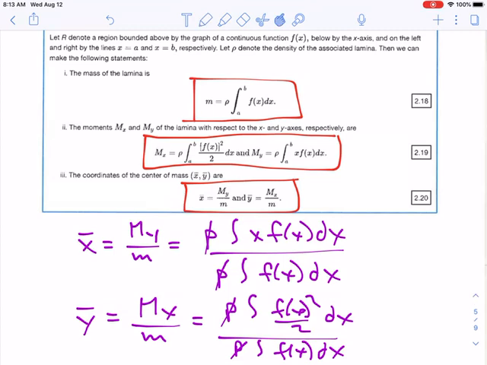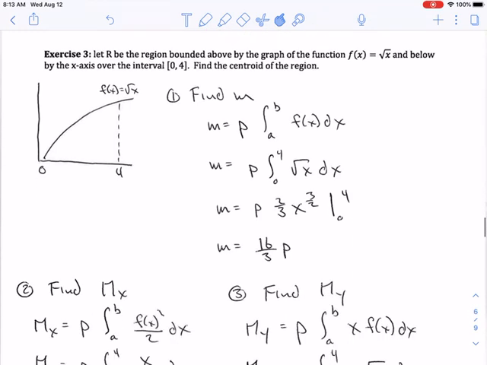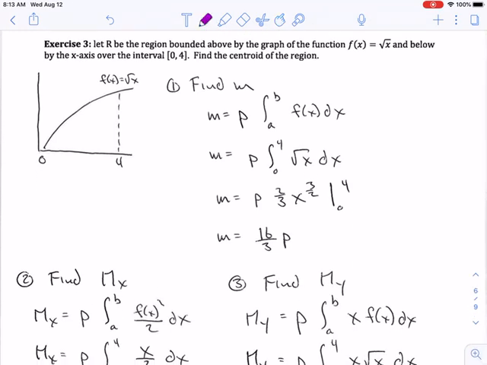All right, so now let's go to our first example. Let R be the region. I didn't label that. That would be here. R is this region, underneath the function f of x equals the square root of x, above the x-axis, and between 0 and 4.